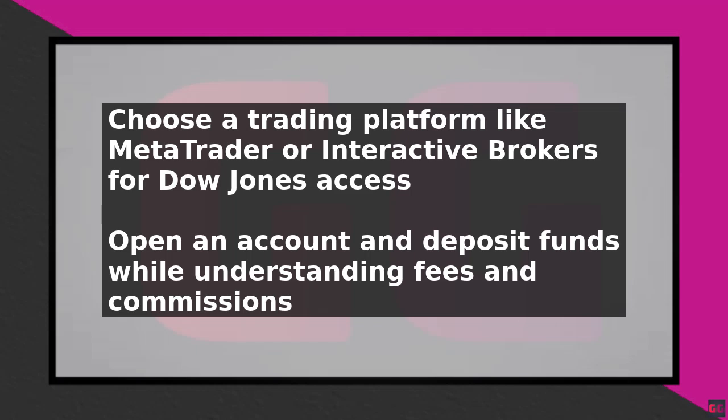Next, learn about the different types of orders you can place, including market orders, limit orders, and stop-loss orders. A market order executes immediately at the current market price, while a limit order executes at a specified price. A stop-loss order automatically closes a trade if it reaches a certain price, limiting potential losses.